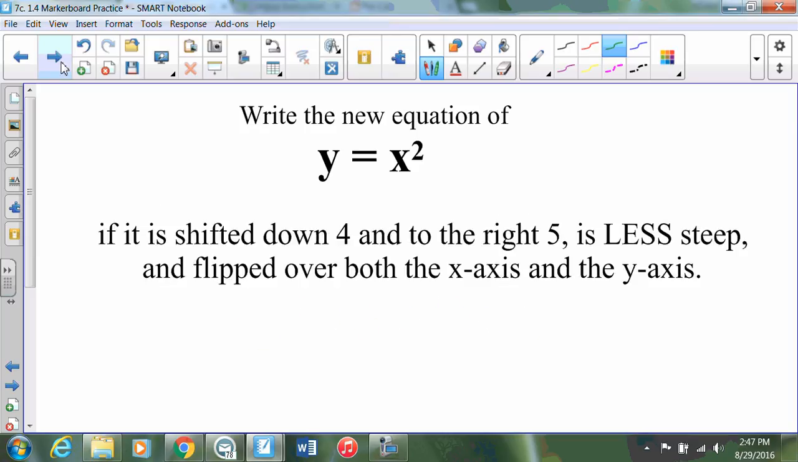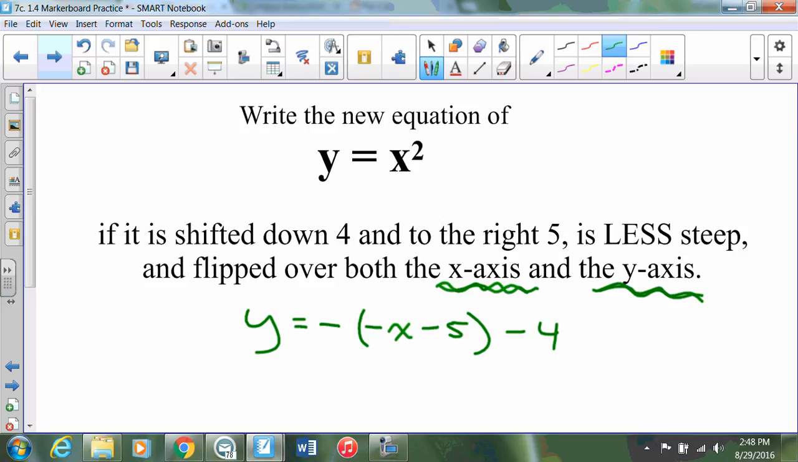Okay, so back to a quadratic. It shifted down 4 to the right 5. All right, so let's see. And it's flipped over both the x-axis and the y-axis. Once again, it's easier to write than to graph. So we'll go ahead and put the negative right after the equal sign to take care of the flip over the x-axis. And then we will put the negative in front of the x to take care of the flip over the y-axis. Then, let's see, it is to the right 5, so that's a minus 5, and down 4 is minus 4, and less steep.